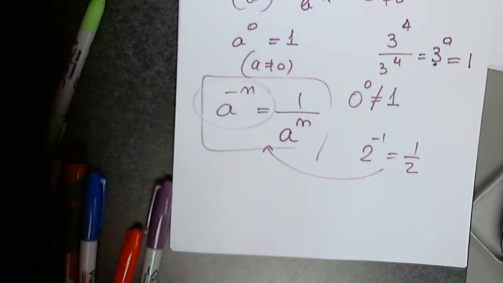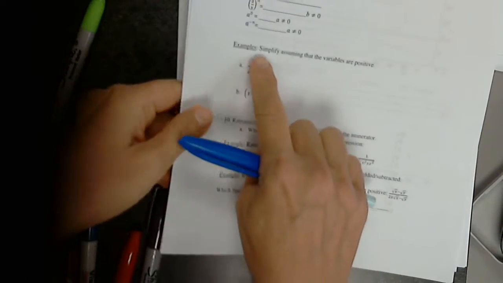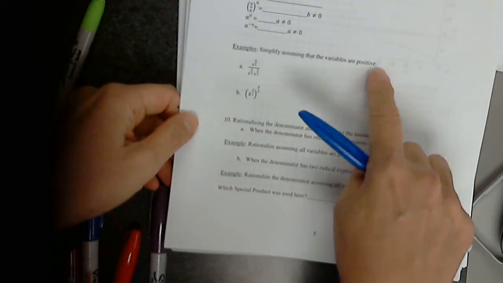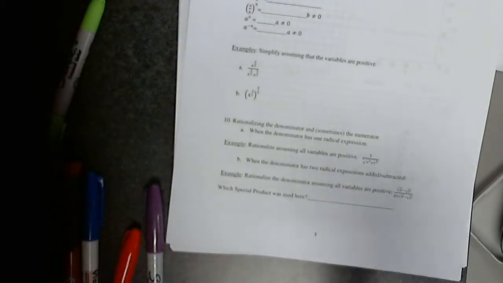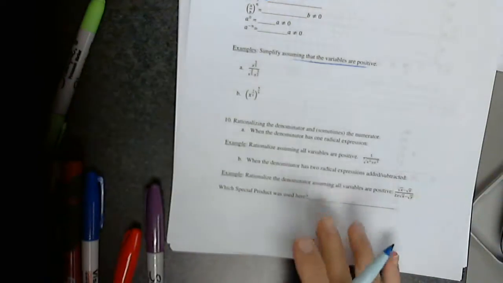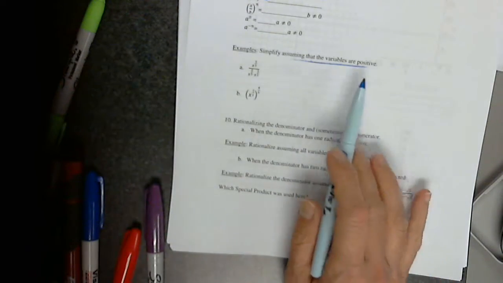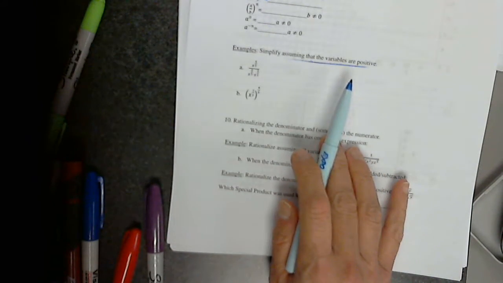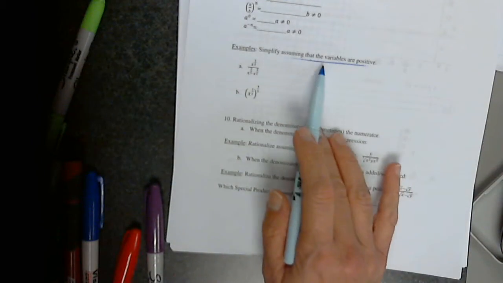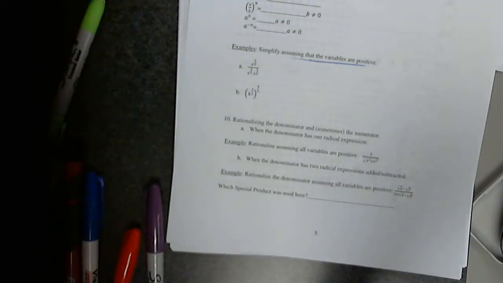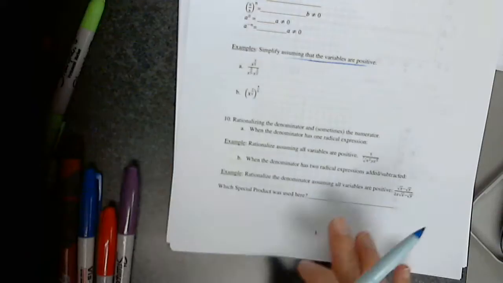I can't sneeze, really. Okay, so now I like to simplify assuming that the variables are positive. So this really means forget about the absolute value. Now we are practicing something else. I don't care for the absolute value. Everything is positive. All variables or radicands are positive, so now we're just going to practice the rules.